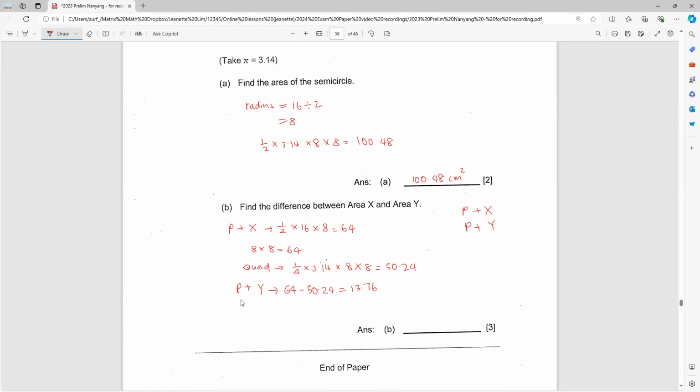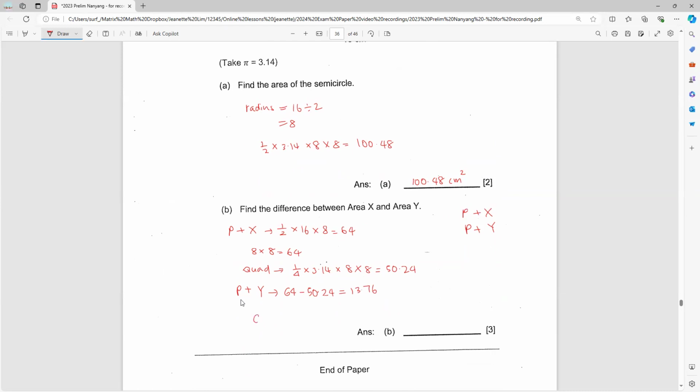Now find the difference, P and X minus P and Y. So we take 64 minus 13.76. Okay, so the answer is 50.24 square cm. So that is how we find the difference between X and Y without really finding X and Y alone. Okay, so this is the last question. That's all for this, which is the Nanyang 2023 Prelim Paper 2.